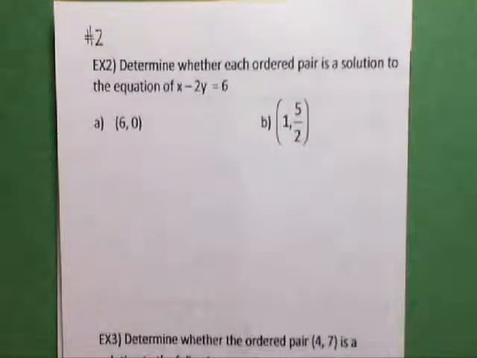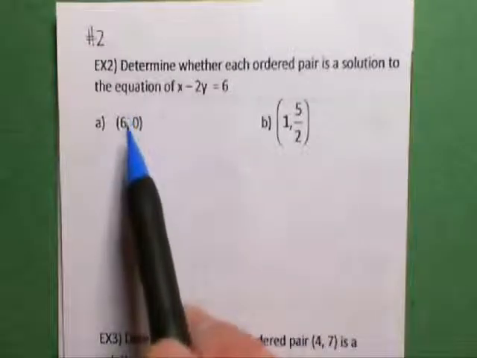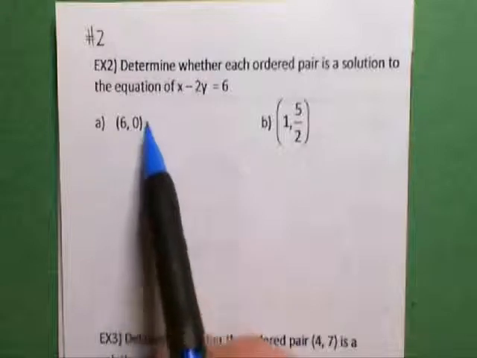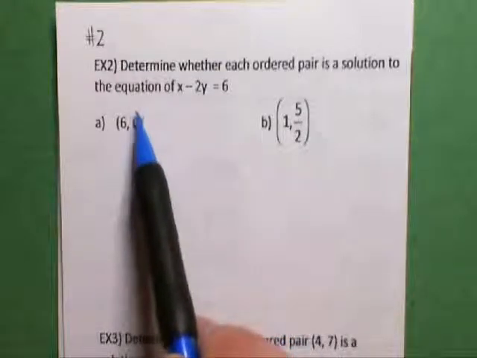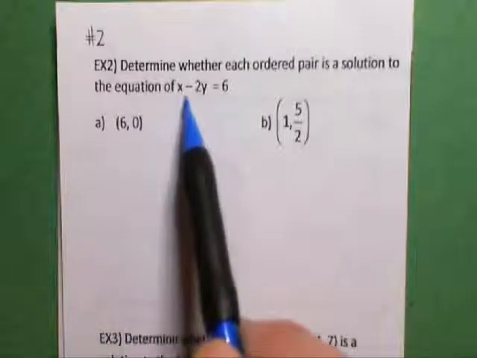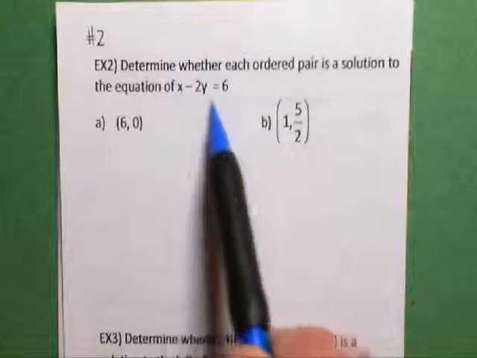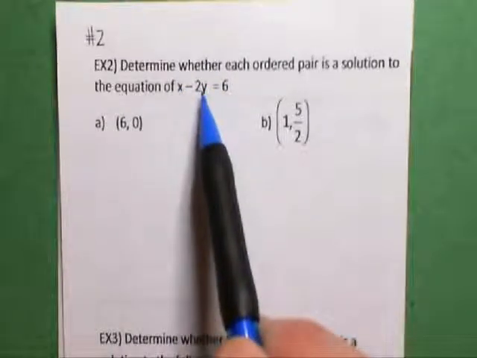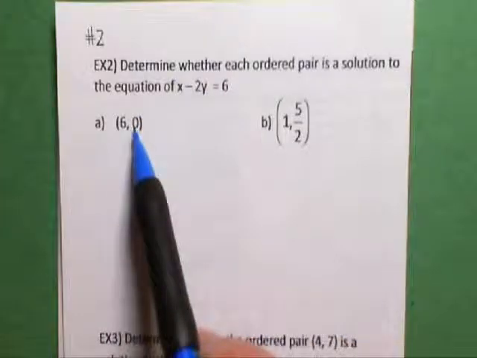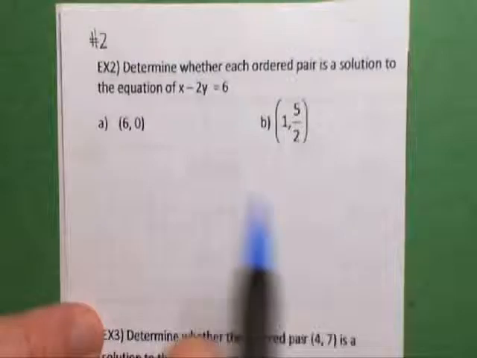Hello, this is page number 2, example number 2 now, for lesson B1. And the question is, determine whether each ordered pair is a solution of the equation x minus 2y equals 6. Basically this equation is an equation of a line. So there's a line, and the question is, is this point here on the line? Okay, well, so let's take a look.